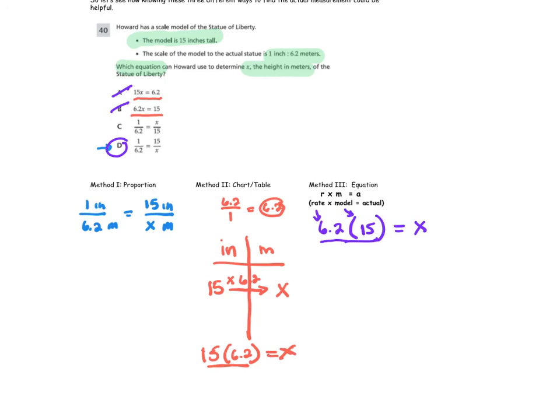Now real quickly I want to go back to this proportion. If we continued and cross-multiplied this, we would end up with 1 times x, and then 6.2 times 15, our reverse. And we can see that this is very similar to the other equations we have, just flipped on the other side of the equal sign.